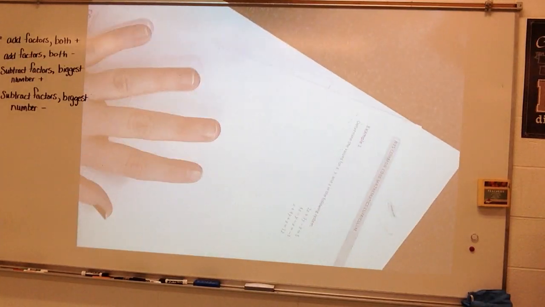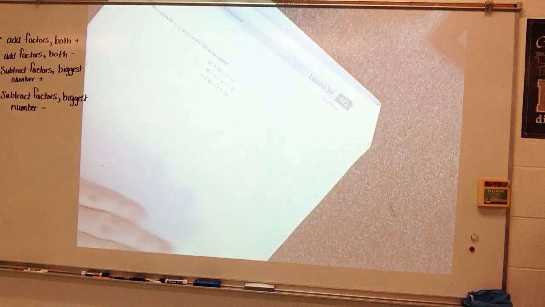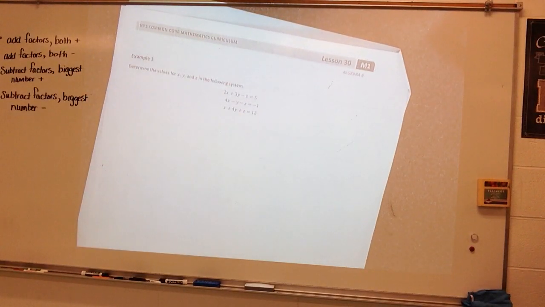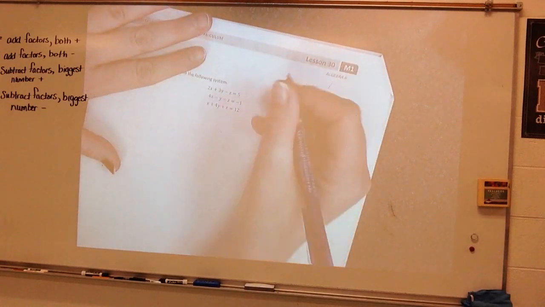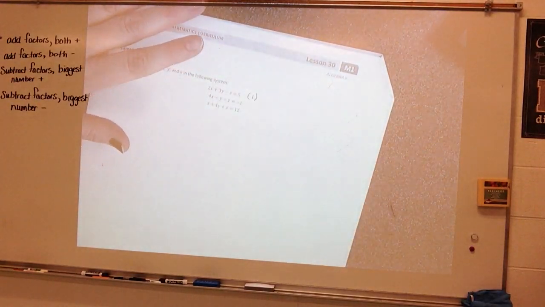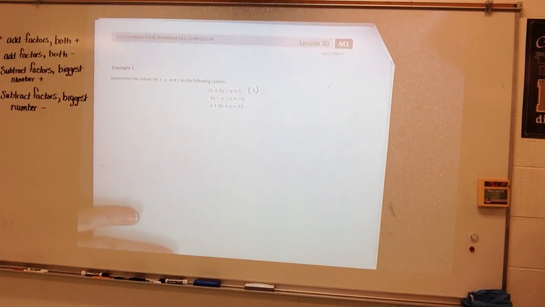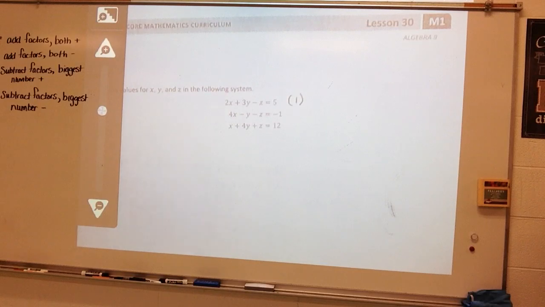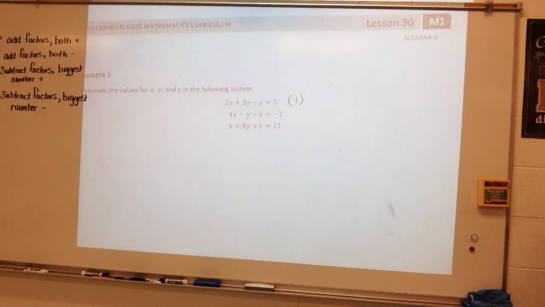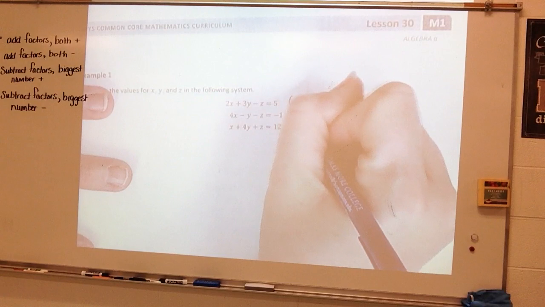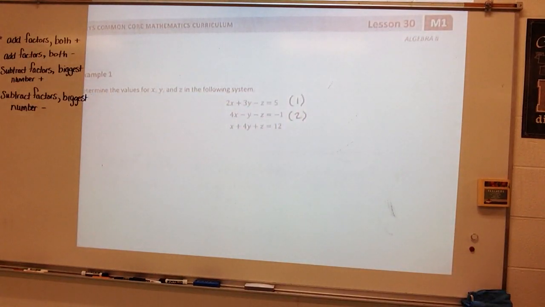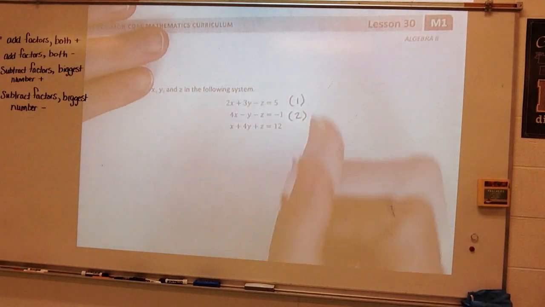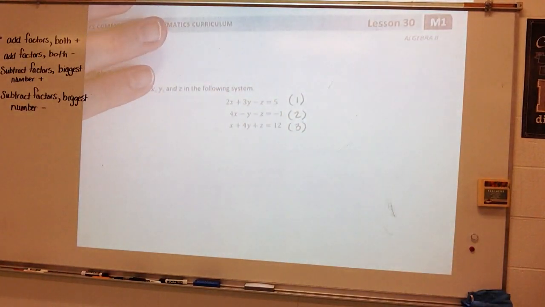So let's look at this question here. I have 2x plus 3y minus z is equal to 5. I'm going to name that my first equation. Then I have 4x minus y minus z is equal to negative 1. I'm going to name that my second equation. Then I have x plus 4y plus z is equal to 12. That is my third equation.